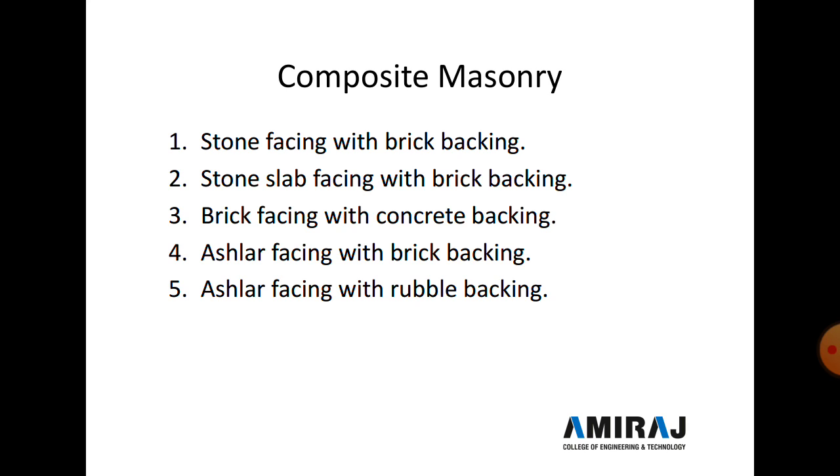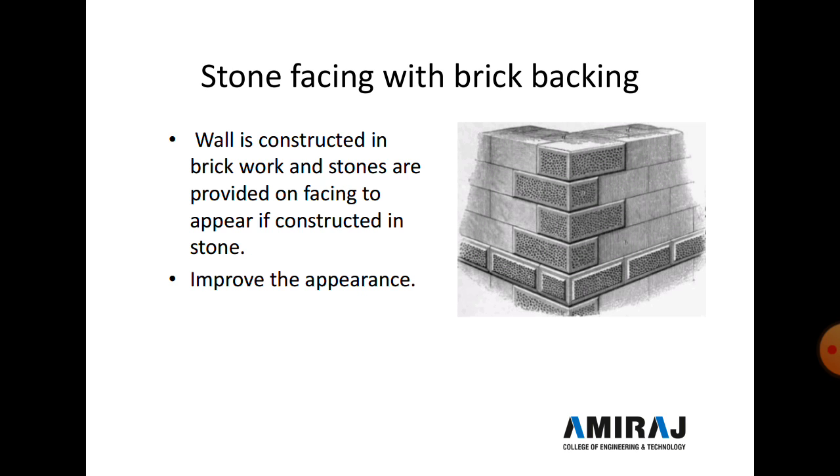So what is stone facing with brick backing? See this figure. In this type of composite masonry, the wall is constructed in brickwork and stone is provided on the face for appearance, as if it were constructed in stone. Now it improves the appearance of the structure at a lesser cost.